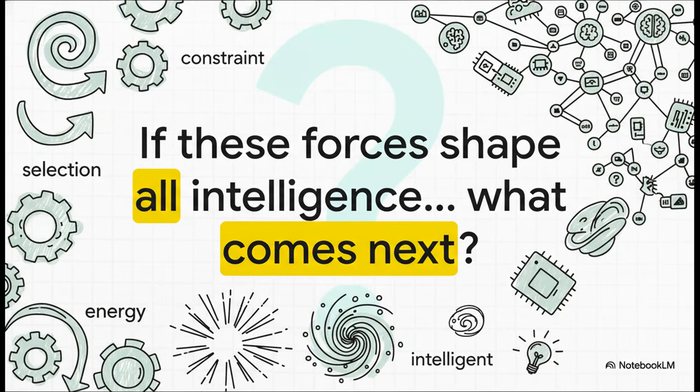And that just leaves us with one final, absolutely massive question to chew on. If these forces, selection, constraint, and energy, are truly the universal principles for building any kind of intelligence, then it suggests we're not just inventing AI, we might actually be discovering something fundamental about how information organizes itself into intelligent systems, no matter where they pop up in the universe. So what does that mean for what we build next? Now that is something to think about.